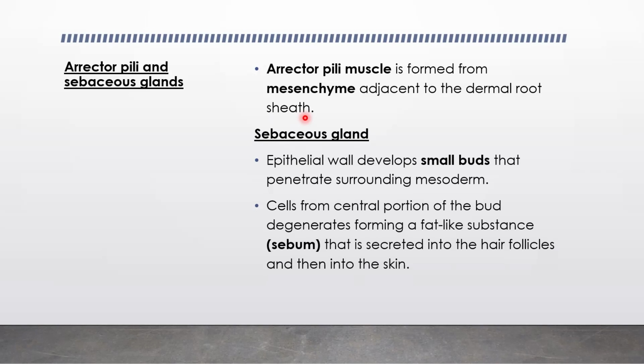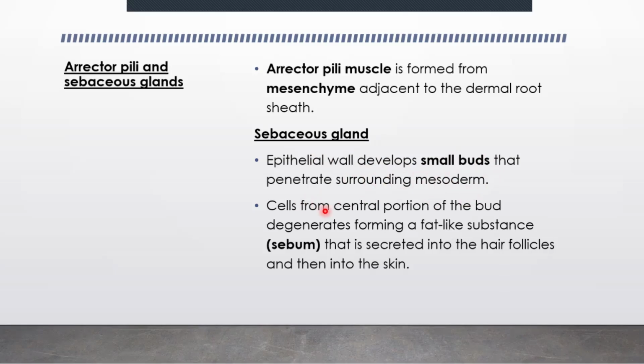So let's form the sebaceous gland, then we talk about the structure of the sebaceous gland. The sebaceous gland is formed from epithelial wall cells that form buds that penetrate horizontally into the surrounding mesoderm. Then the cells from the central portion of the bud degenerate, forming a fat-like substance known as sebum. Those cells are known as the sebocytes.